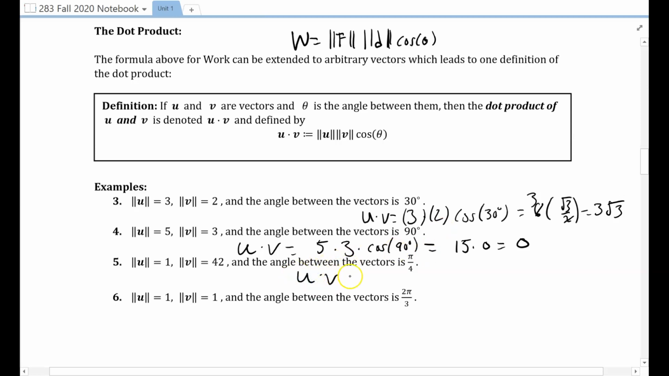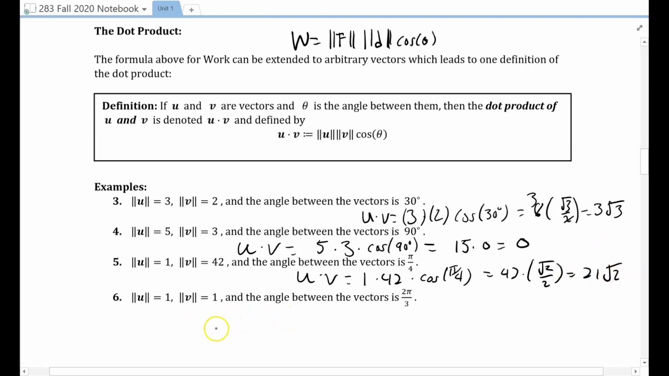Again, U dot V, we're going to get 1 times 42, those are the magnitudes, times cosine of pi over 4, which is 45 degrees. So we're going to get 42 times the square root of 2 over 2, which would give us 21 times the square root of 2. So we got a couple positive results, 1, 0.